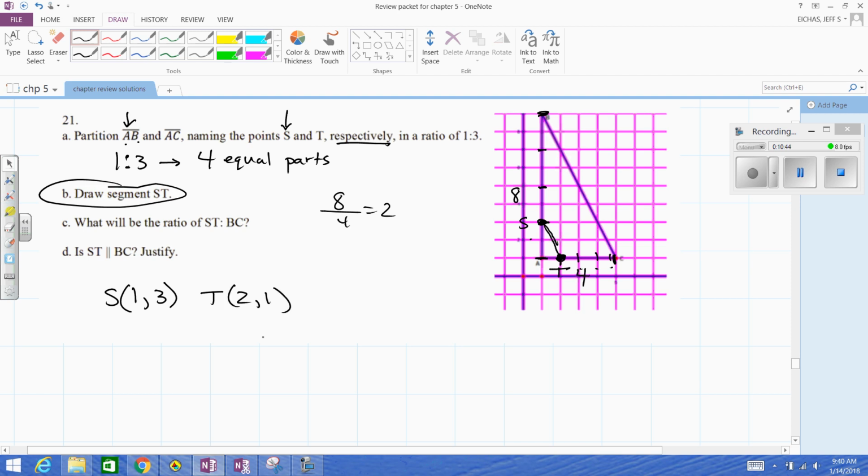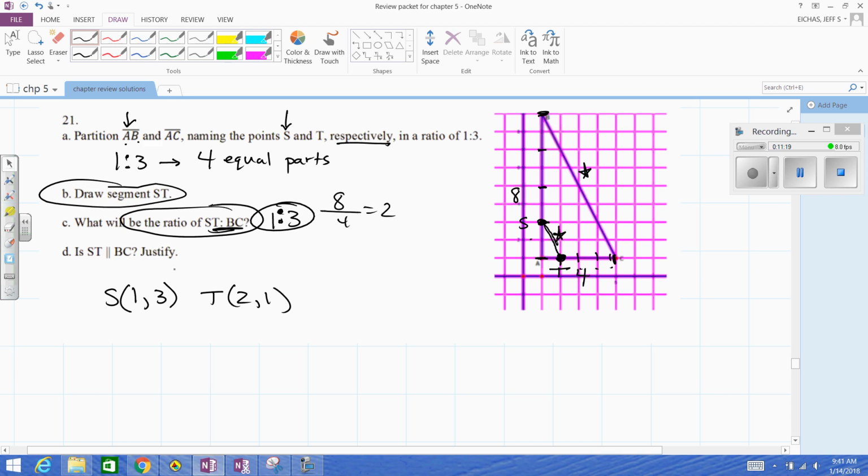All right. What will be the ratio of ST to BC? We haven't taught you dilations yet, but it is a dilation essentially. So if the points are in a ratio of 1 to 4, or 1 to 3, I'm sorry, then it's also going to have a ratio of the sides. ST to BC, for this, you're going to say 1 to 3 as well. Okay, it's going to keep that consistent ratio, so 1 to 3.